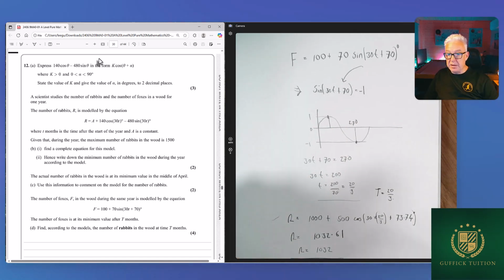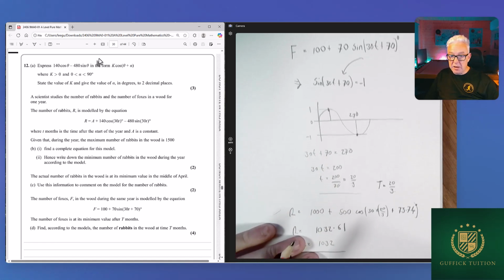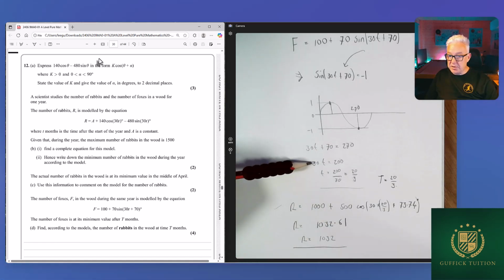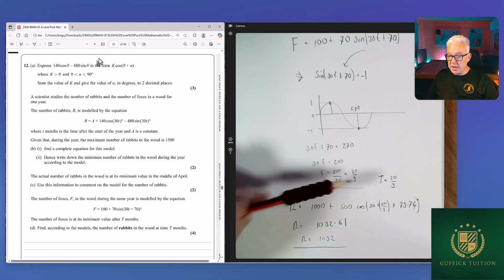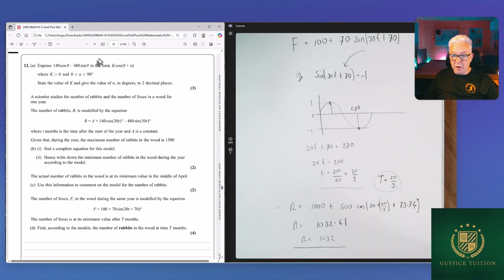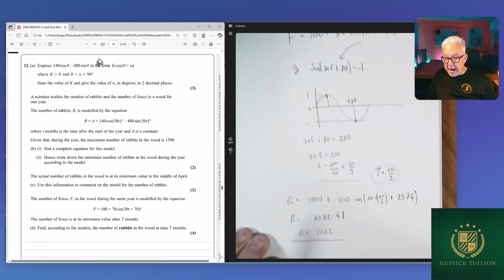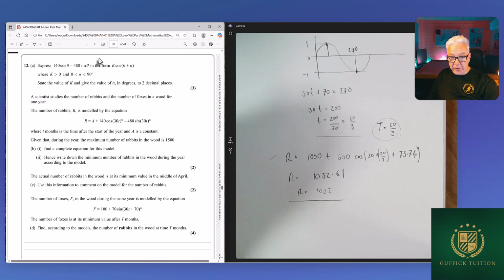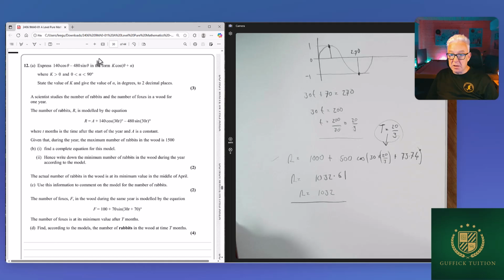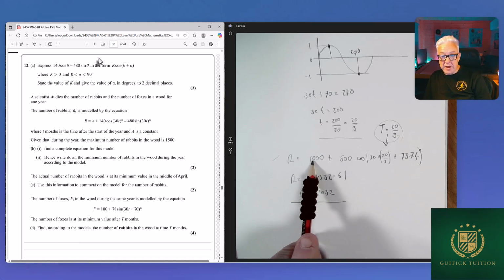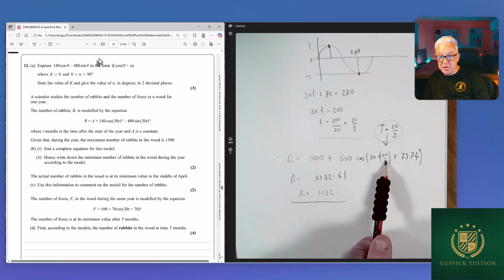So that means that 30t add 70 is 270. Taking 70 off both sides, 30t is 200, and dividing by 30, t is 200 over 30, which is 20 over 3. So that's the value of t for which the number of foxes is at its minimum. The question's asking what the number of rabbits is at this time, so we go back to the rabbits equation and sub in this value of t. The number of rabbits is going to be the equation for rabbits with t subbed in as 20 over 3.